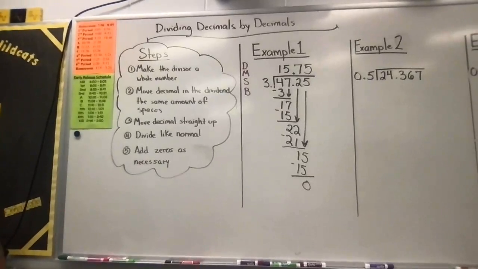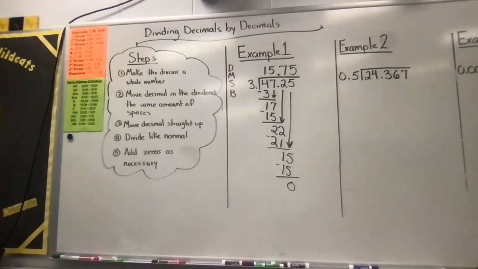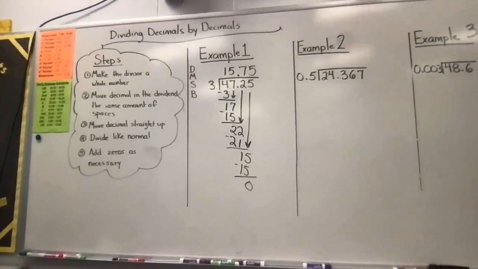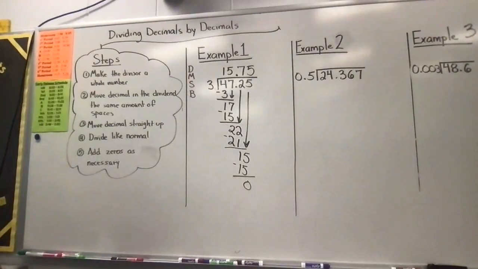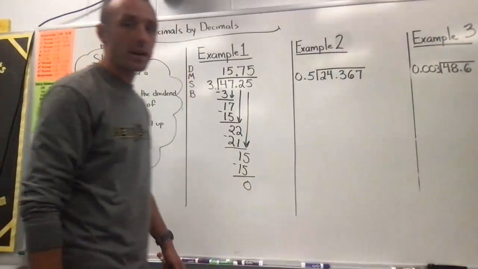The next problem, I thought I marked myself for a minute there. Example 2 says 24 and 367 thousandths divided by 5.